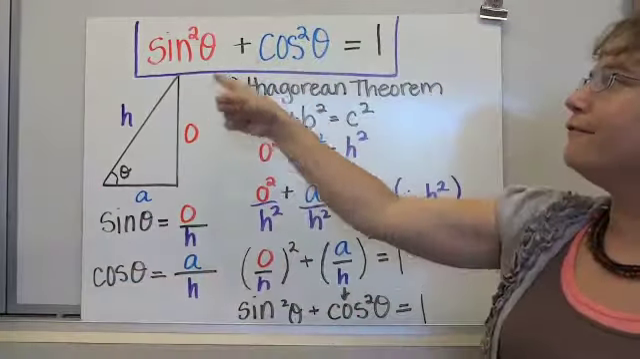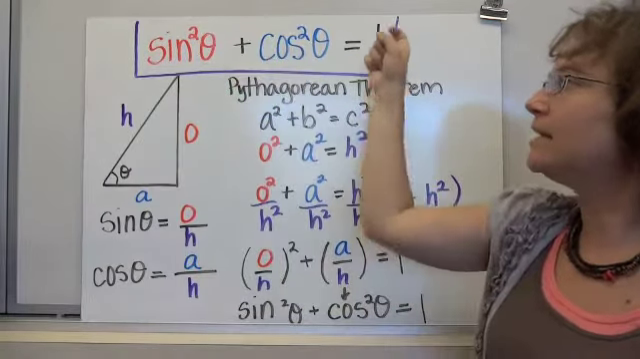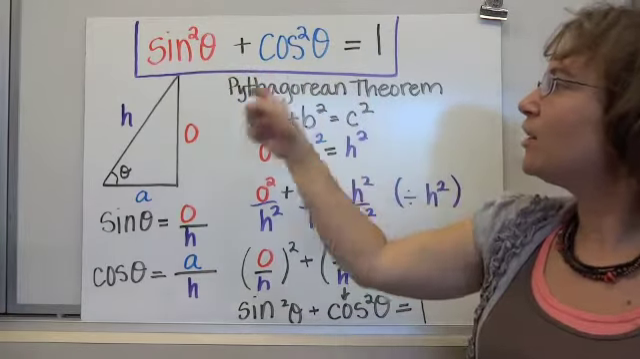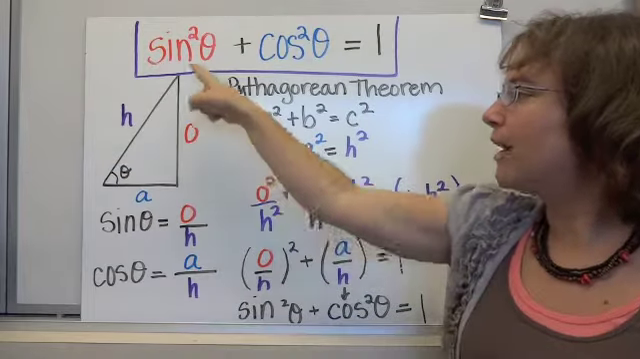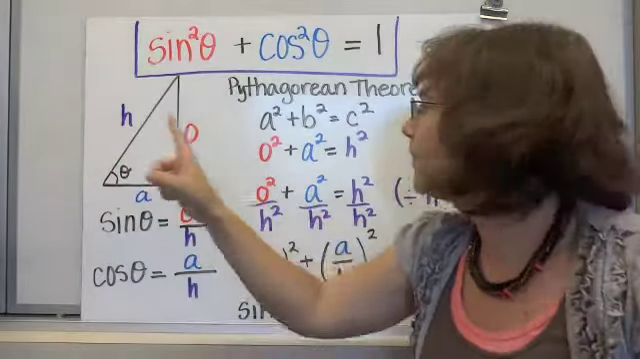Let's look at another very popular identity. Sine squared plus cosine squared is equal to 1. So when we're looking at this, we're actually going to use the Pythagorean theorem to help us. We've got our right triangle right here. We've got our angle theta. This represents opposite, adjacent, and hypotenuse.